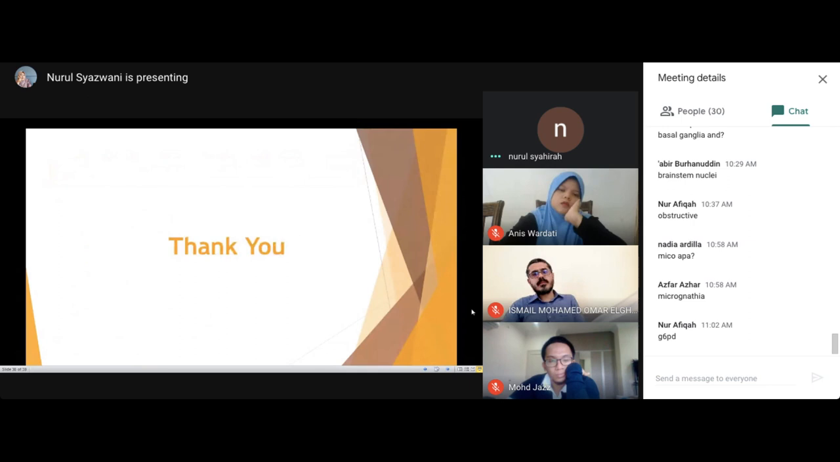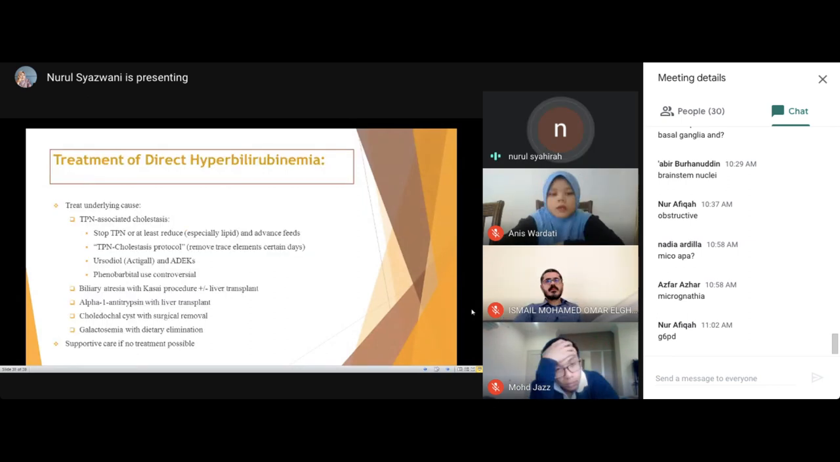So this is the treatment for direct hyperbilirubinemia. We must treat the underlying causes. If the patient has cholestasis, we must stop the total parenteral nutrition, and then follow the TPN cholestasis protocol.